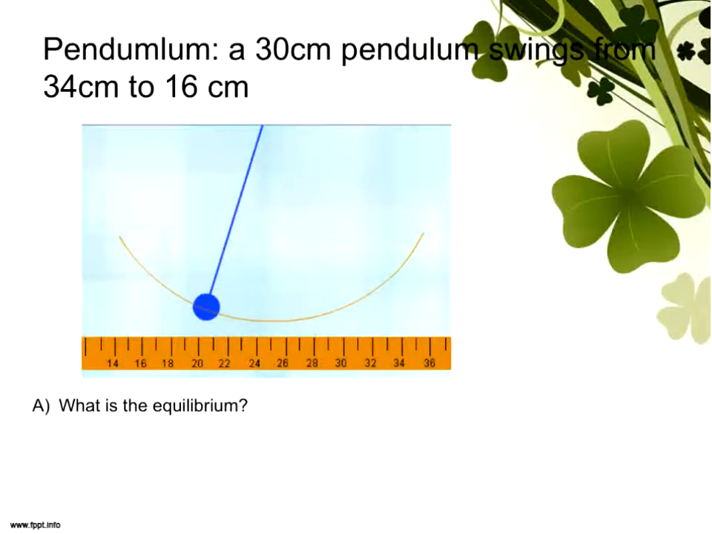So we're going to try one together. Here we go. A pendulum. Very nice, Mrs. G. Okay, a pendulum. A 30 centimeter pendulum swings from 34 centimeters to 16 centimeters. Let's mark those spots on my graph. 34 centimeters.